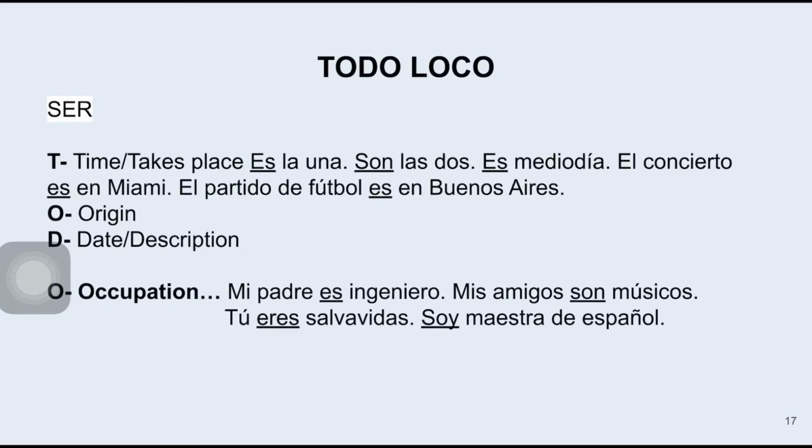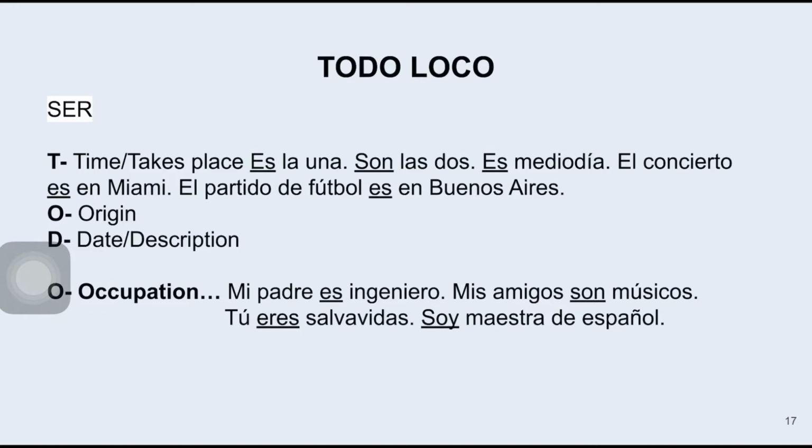All right, you've made it this far. The last letter of todo, occupation. Here are some examples. Mi padre es ingeniero. Mis amigos son músicos. Tú eres salvavidas y yo soy maestra de español. My dad is an engineer.